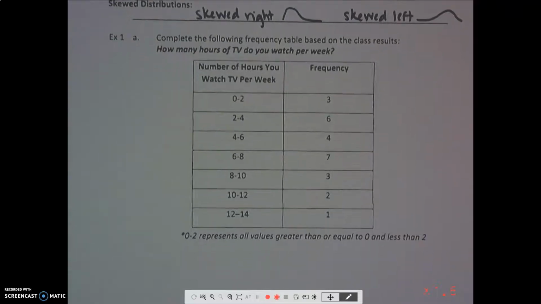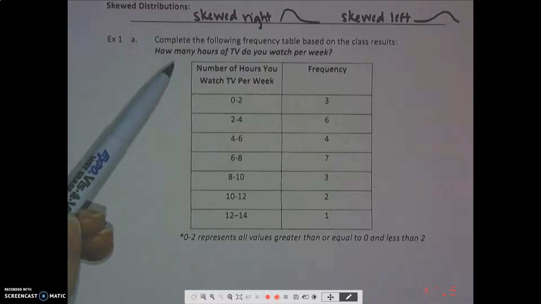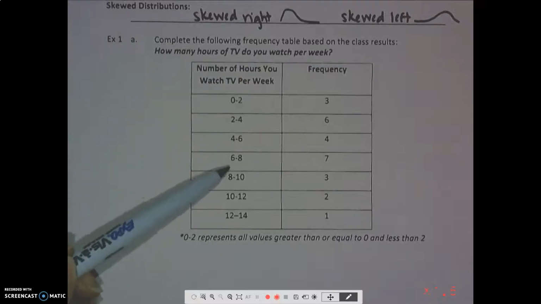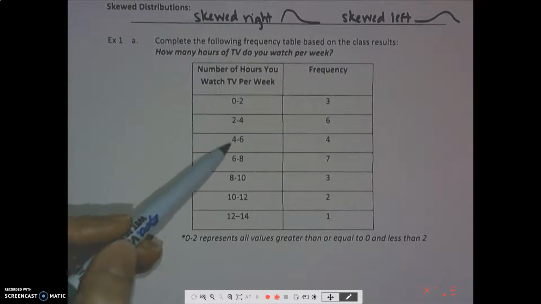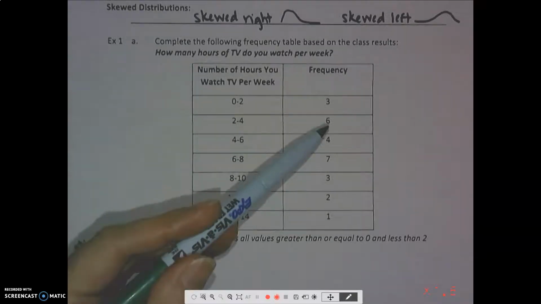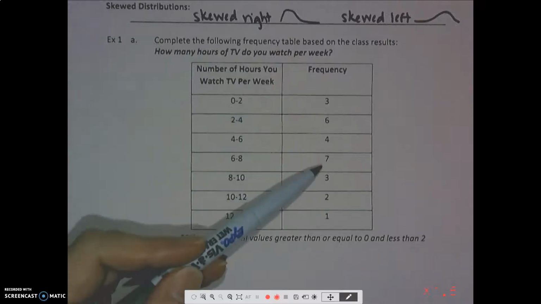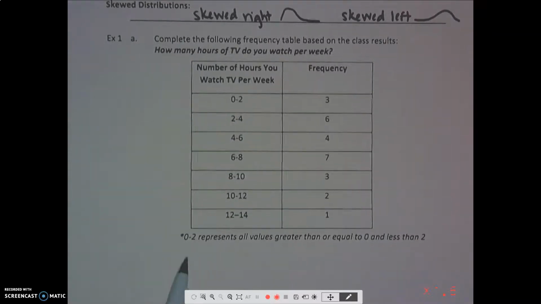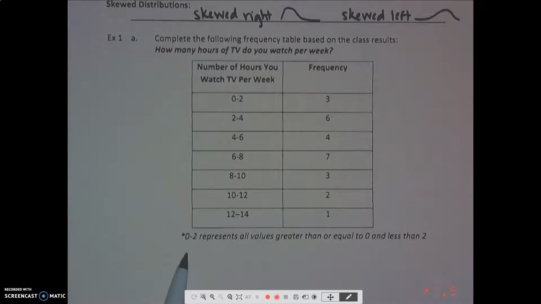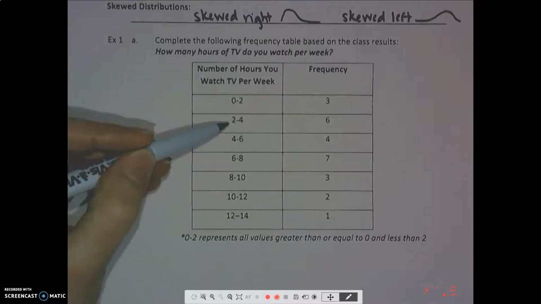So we've looked at this table here. This is how many hours of TV do you watch per week, and we've lumped them into categories based on 2-hour chunks from 0 to 2, 2 to 4, 4 to 6, and it's going to keep going. And then frequency means that there were 3 people that were in this time frame, 7 people that were 6 to 8 hours, and so forth and so on. Okay, so it says 0 to 2 represents all values greater than or equal to 0 and less than 2. So if you watched 2 hours, you would actually be in this category here.